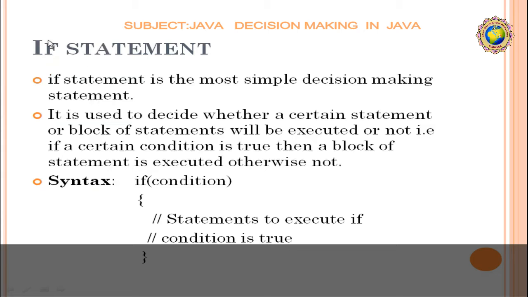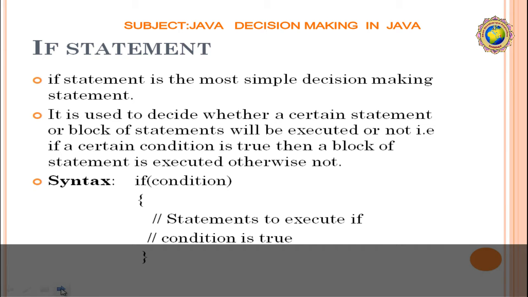So next, let's see the if statement. The if statement is the most simple decision making statement. It is used to decide whether a certain statement or block of statements will be executed or not. That means it checks the condition, and if it is true or fulfilled, then the block of code is executed. Let's see the syntax of the if statement: if, then the condition, then the statements to execute if the condition is true. So this is about the syntax.